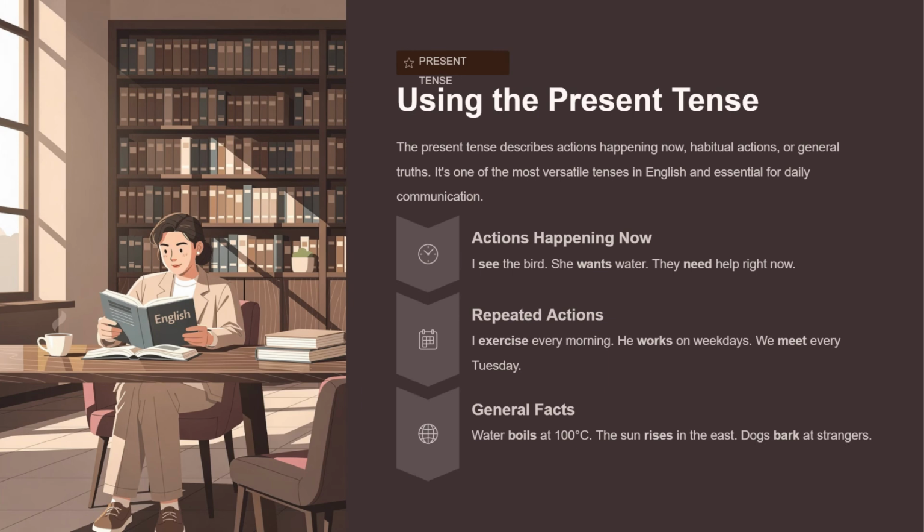Actions happening now. I see the bird. She wants water. They need help right now. Repeated actions. I exercise every morning. He works on weekdays. We meet every Tuesday. General facts. Water boils at 100 degrees Celsius. The sun rises in the east. Dogs bark at strangers.